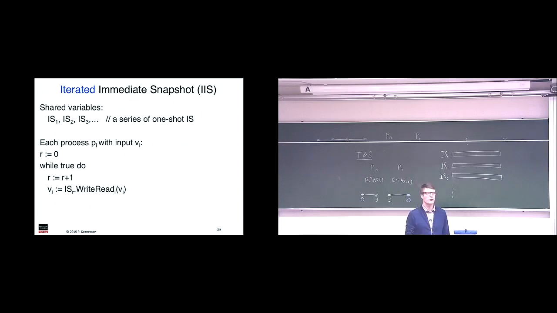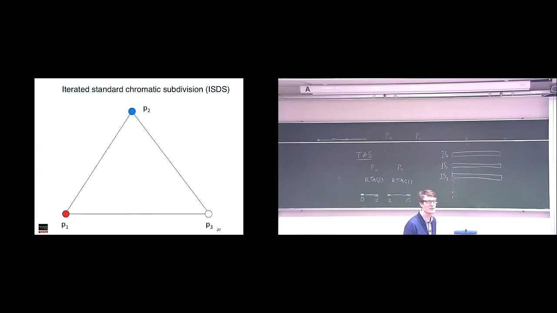So each round of this protocol accesses a specific memory, immediate snapshot R, gets the outcome, and submits this outcome to the next immediate snapshot. And et cetera, et cetera. Okay? So you never come back. Once you access the memory, you never touch it again. And this is exactly what this protocol is doing. And why is it good? Well, because we can iterate subdivisions. We already learned that one iteration is a subdivision.